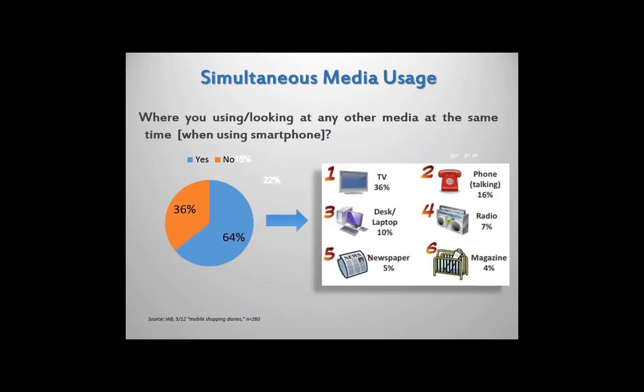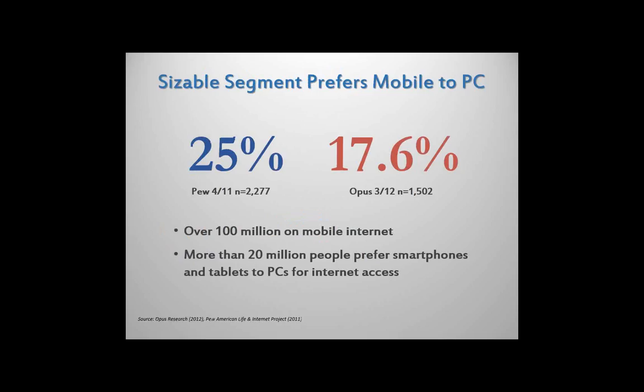So let's talk about simultaneous usage. You see that 36% TV, 16% talking, desktop 10, radio 7. All of these things are merging and blurring the lines between these different channels, some of which are digital and some of which are physical and traditional. Stable segments prefer mobile to PC. Unequivocally, we all know that the trending is now absolutely in the mobile space.